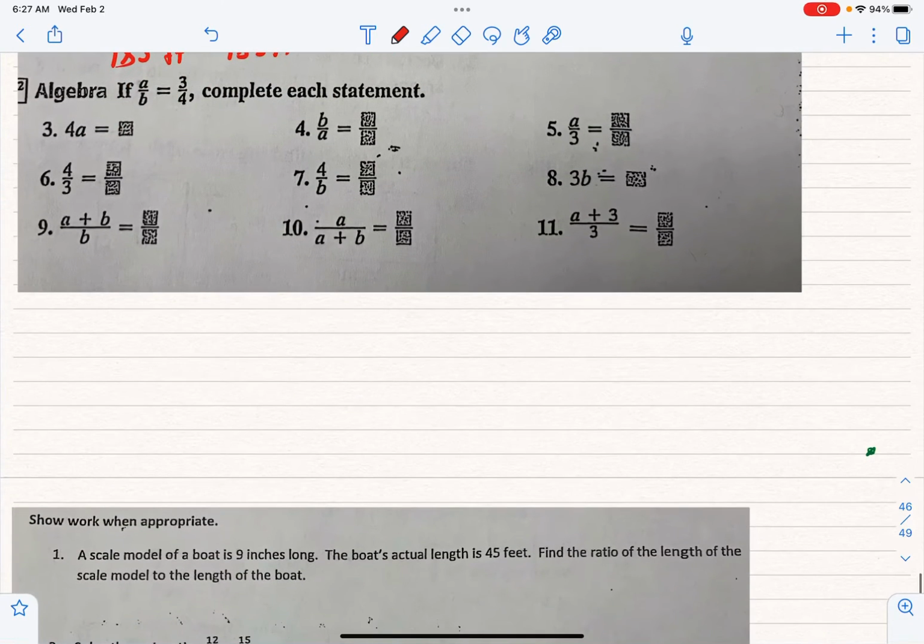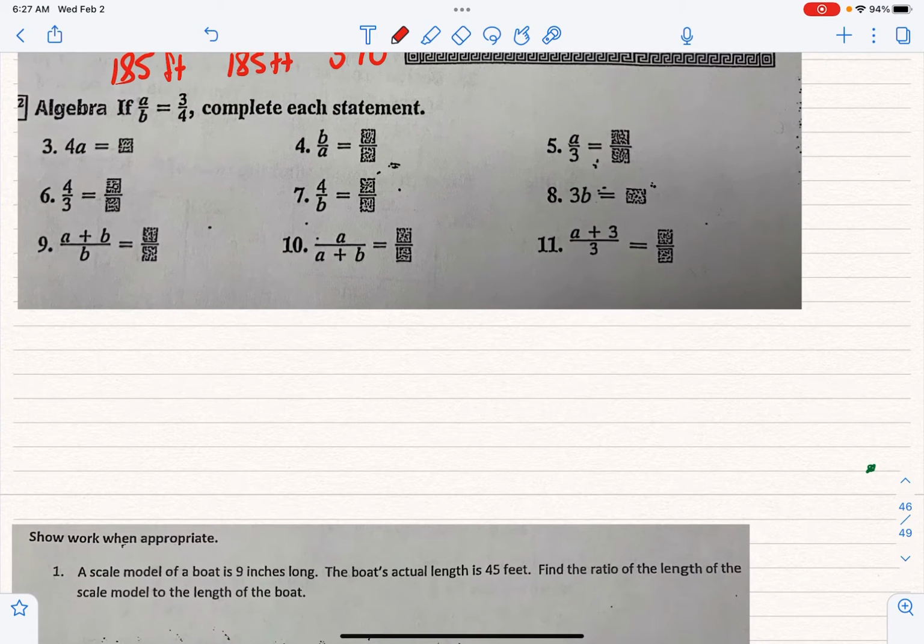All right, next. 3 through 11 are all basically asking, do you understand the laws of proportions based on this figure? Okay, so it says 4a would be equal to 3b. We're just cross-multiplying. Number 4, b over a. Well, if they just inverted that side, we'd have to invert the other side. It would be 4 over 3. Number 5, a over 3 is equal to what? Well, that one, they've kind of looked at it sideways. A is to 3 the same way that b is to 4.